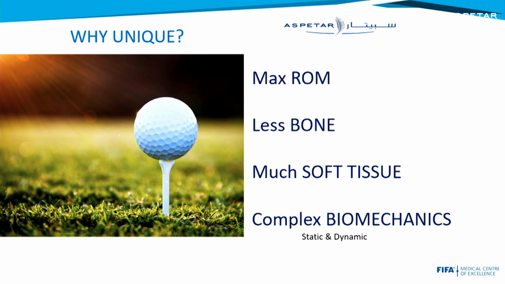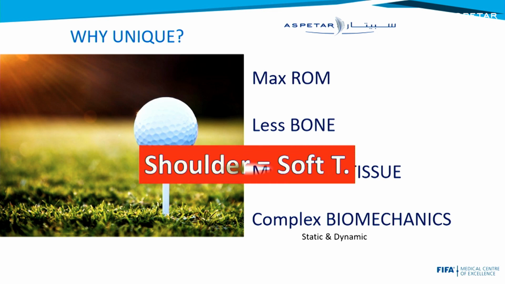It is a unique joint because it has the maximum range of motion among all the other joints, with less bone support, more soft tissue support, and very complex biomechanics. So if we need to talk about shoulder instability and dislocations, for sure we need to talk about soft tissue balance, definitely.